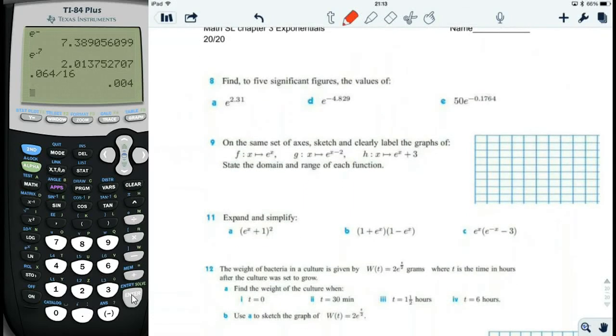Find to 5 significant figures the values of these. And I'm not going to do these because it's just putting it in your calculator and typing it in. Get a little practice doing that. Very easy.